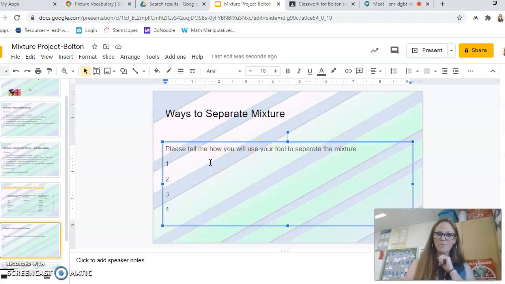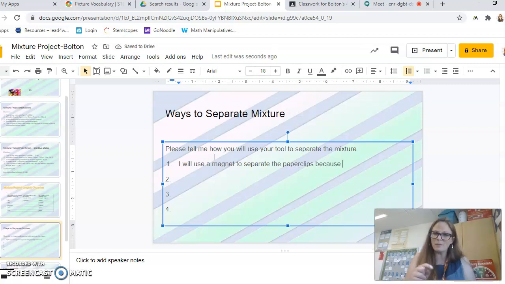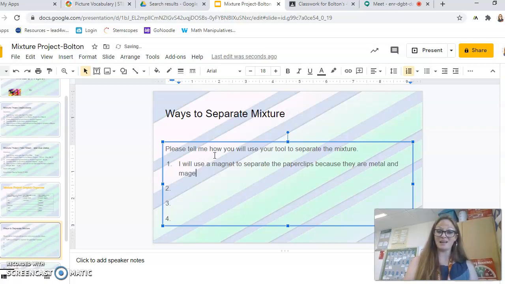Well, I know right off the bat that I will use a magnet to separate the paper clips, because, make sure to include why you would use that tool. Don't just tell me I'm going to use the magnet. Why? What's your logic? What's the property that supports that? Because it is metal, or they are metal, and magnetic. Give me your thinking as a scientist, all right?